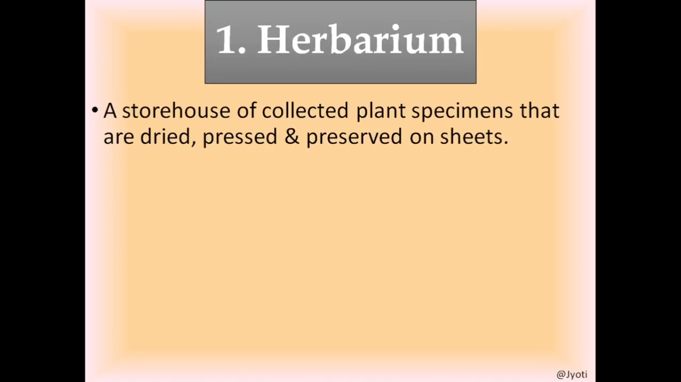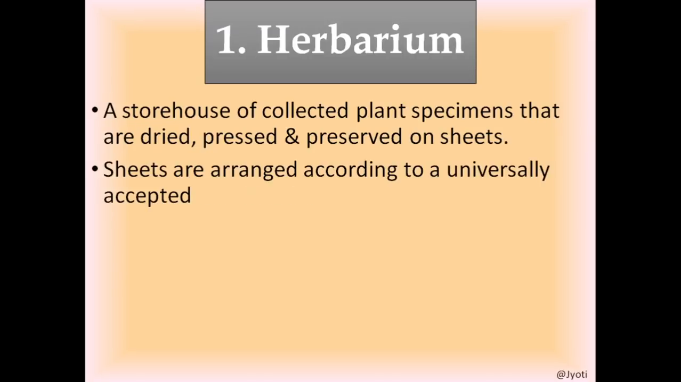The first one is herbarium. What is herbarium? Herbarium is a storehouse of collected plant specimens that are dried, pressed and preserved on sheets. So here what is done? The plant species are collected, then they are dried in a very specific manner so that there will be no fungal infection. And then it is pressed in between two papers. Then it is preserved on a sheet.